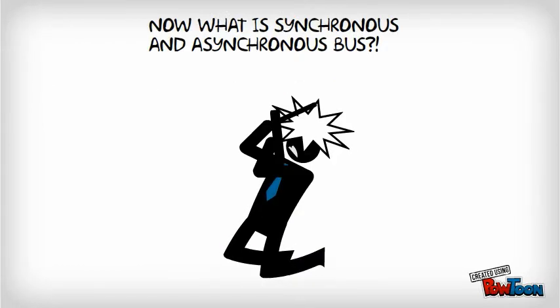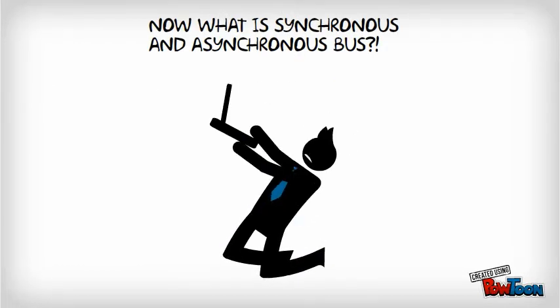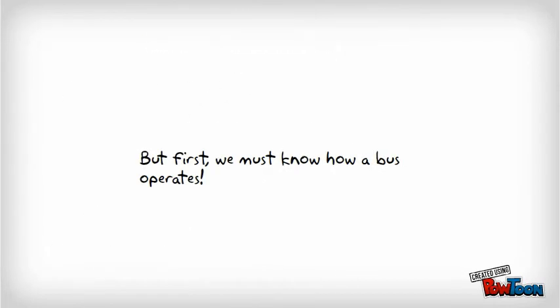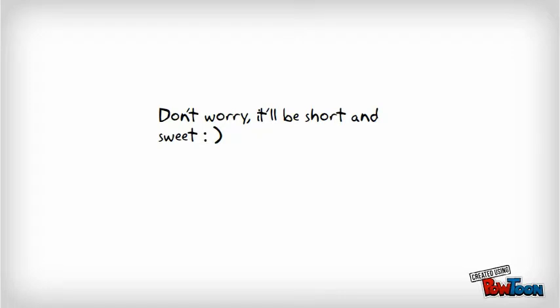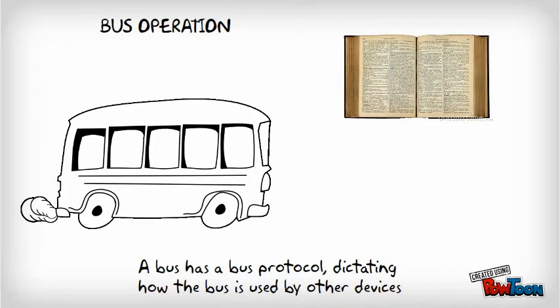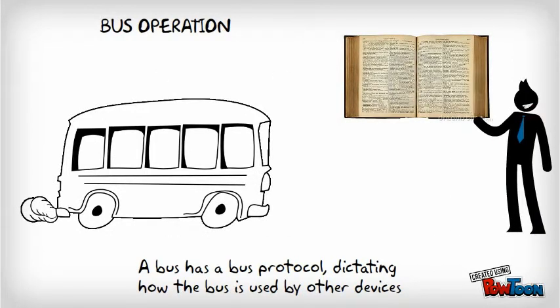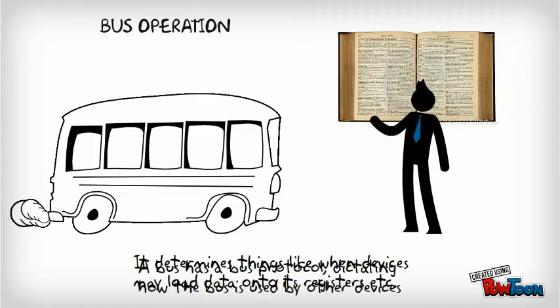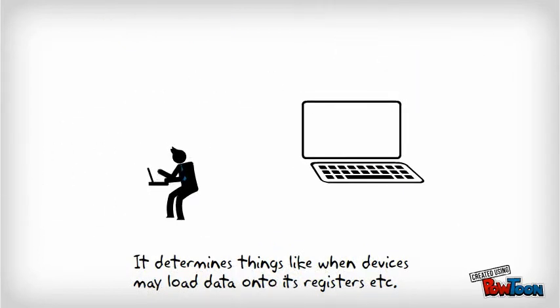Now, where is synchronous and asynchronous bus? But first, we must know how a bus operates. Don't worry, it'll be short and sweet. Bus operation. A bus has a bus protocol, dictating how the bus is used by other devices. It determines things like when devices may load data onto its registers, and etc.